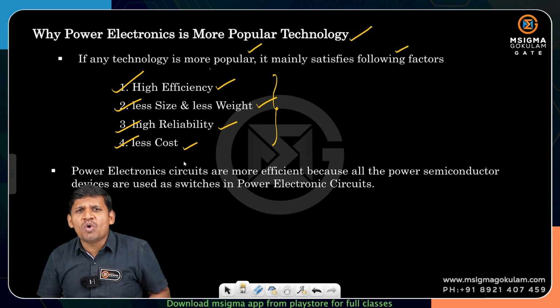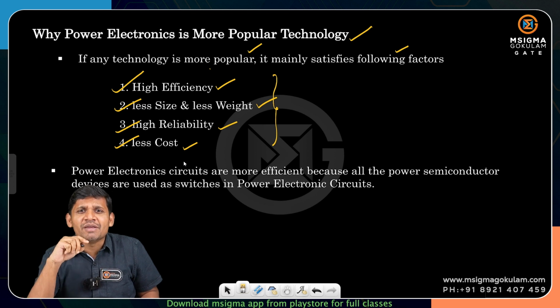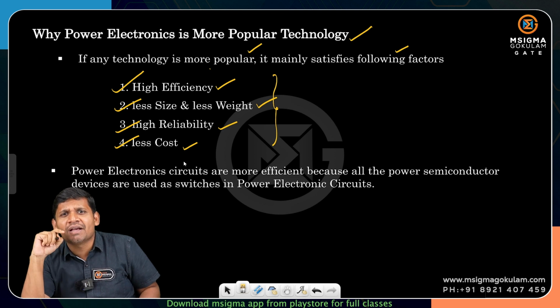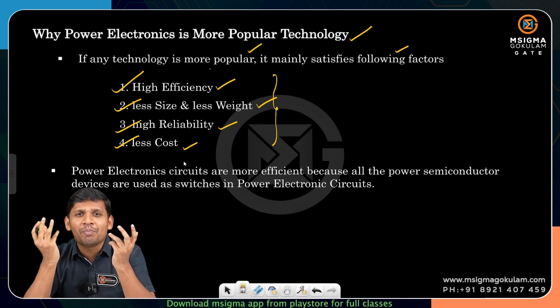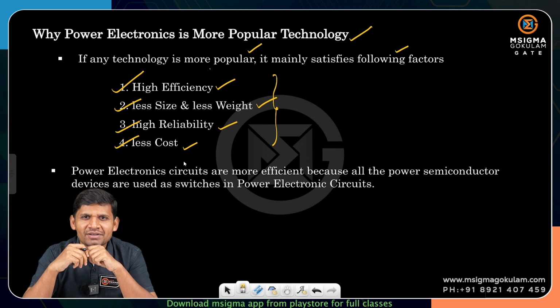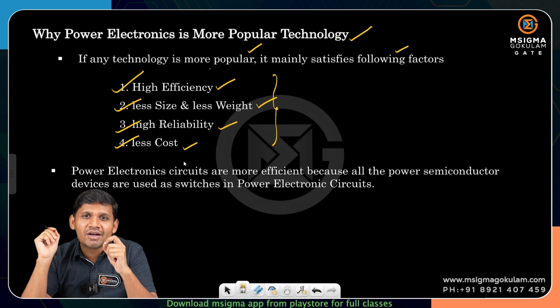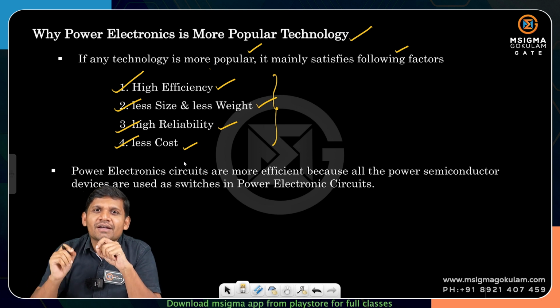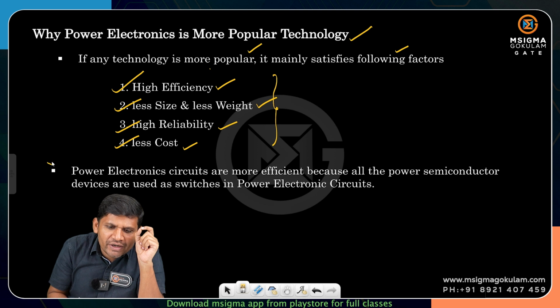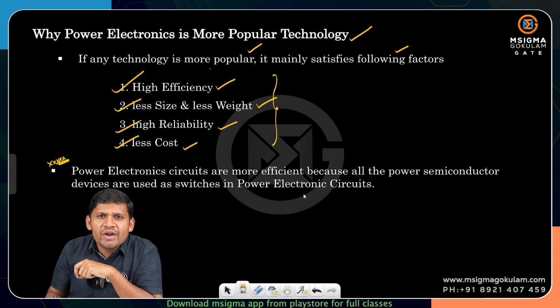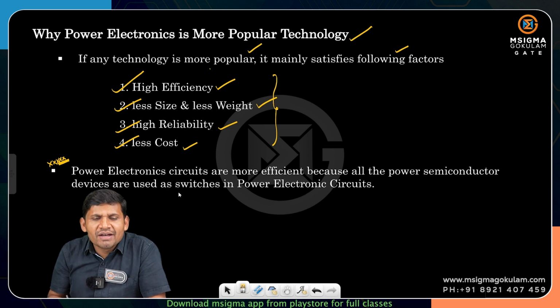Why is this technology more popular, students? Because of the semiconductor devices. That's why the heart and soul of power electronics is the power semiconductor devices. If there is no power semiconductor device, there is no concept of power electronics. This statement is very important, students. Based on this statement, a question was framed in competitive exams, in the ESE exam: power electronic circuits are more efficient because all the power semiconductor devices are used as switches in power electronic circuits.